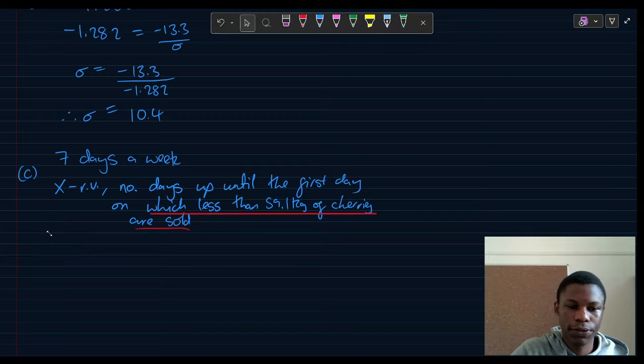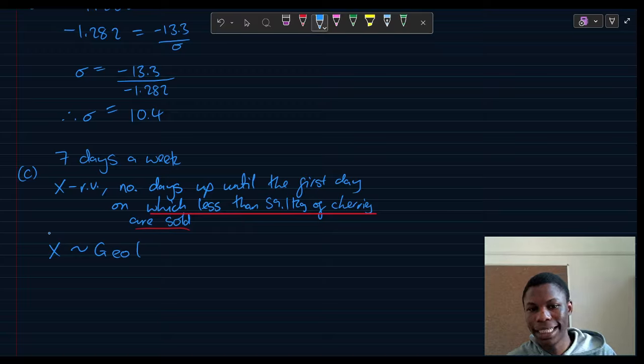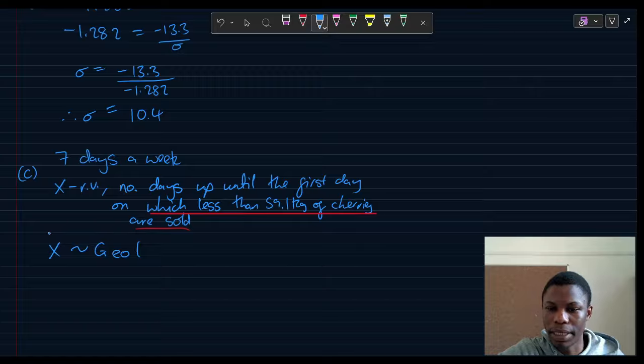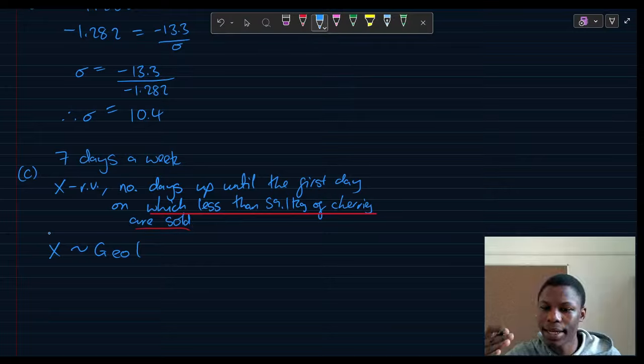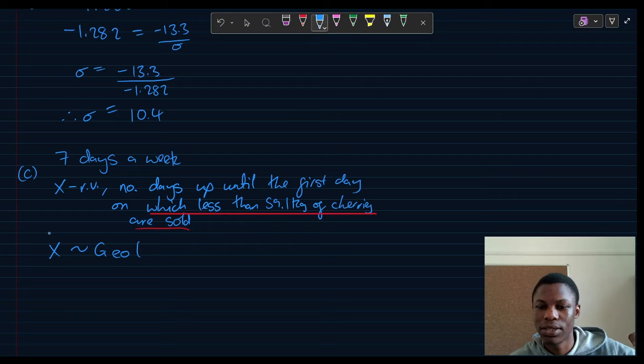So we can write that X follows a geometric distribution, and we were actually given this probability. If you go back to the stem of part B, where it says the mass of cherries sold per day in a supermarket is normally distributed with mean that and standard deviation that, it is known that on 10% of the days, less than 59.1 kgs of cherries are sold. So our probability of getting a day with less than 59.1 kgs is 0.1. That's our probability of success.